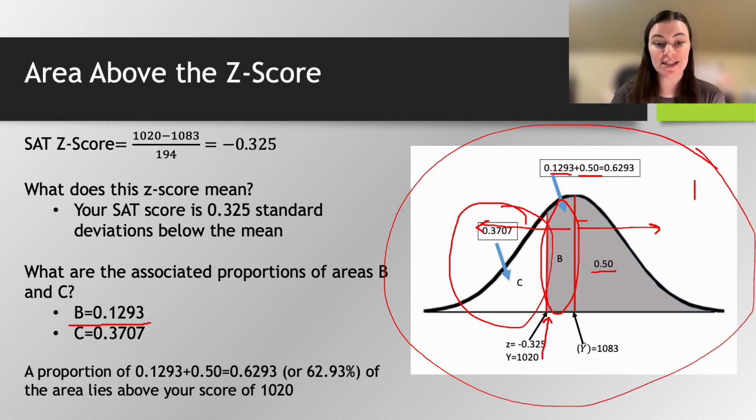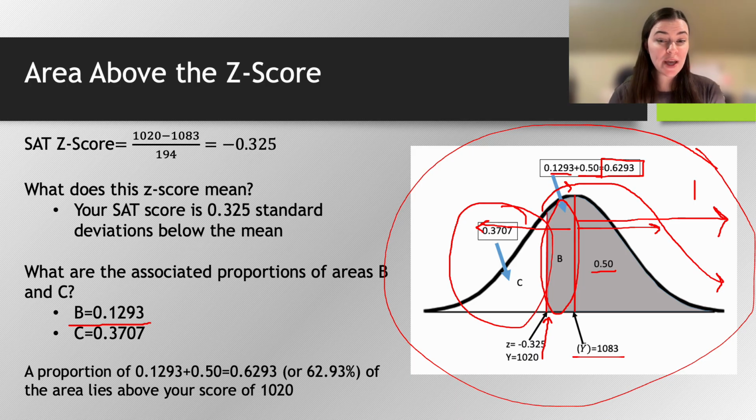So what this is showing is all those individuals that did better than average on the SAT. So everyone that scored above this average score of 1083 are now being converted into this proportion value of 0.5. So if I add together the individuals that scored better than me, but not above average, and all the other people that did above average, I get a total of 0.6293. And so a way for me to interpret this is that 62.93% of test takers did better than me on the SAT.